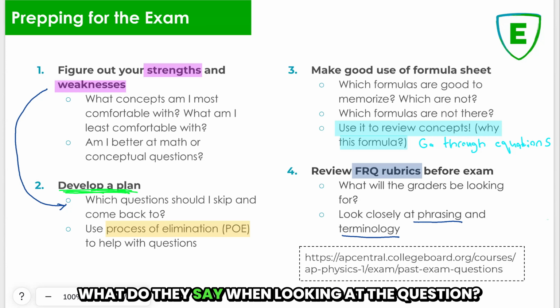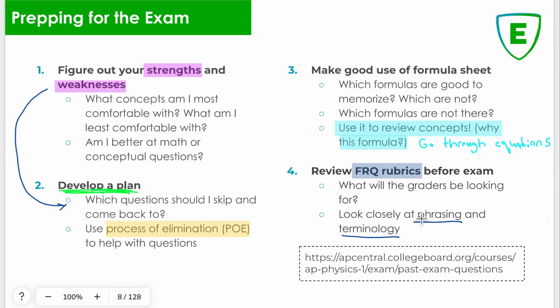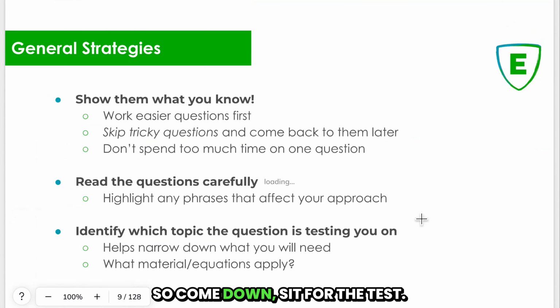What do they say when looking at the question? Or what material or theorem do they mention? Okay. All right. So come down, sit for the test.